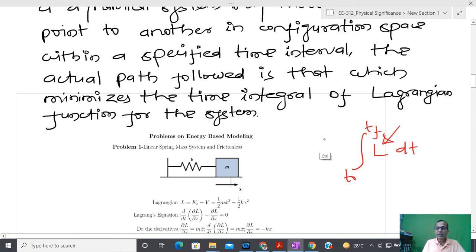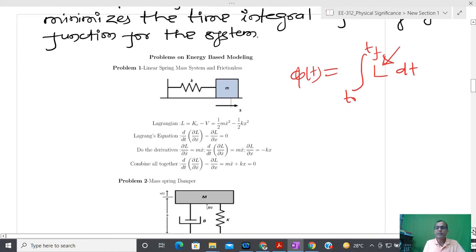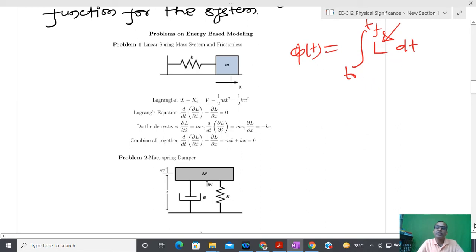Okay, and you can define this as something phi(t). Now based on this particular observation, we are trying to develop some kind of mathematical model for the system. So I am going to start with a very simple system. The first system, you can see here that I have taken a mass, and this mass is moving in one direction.